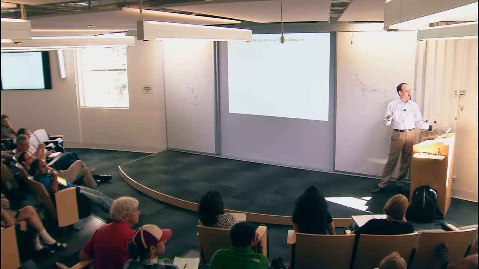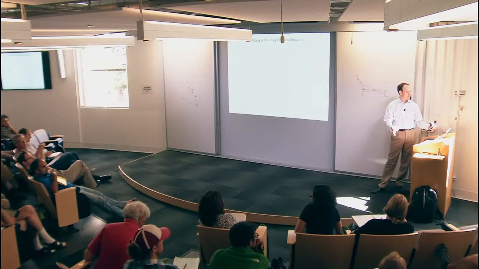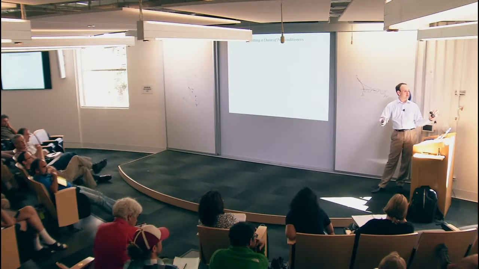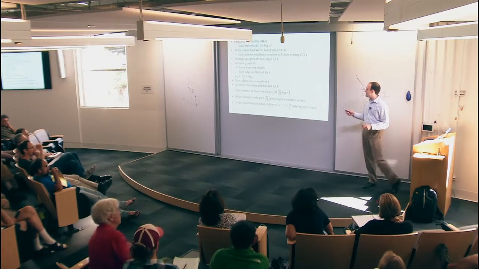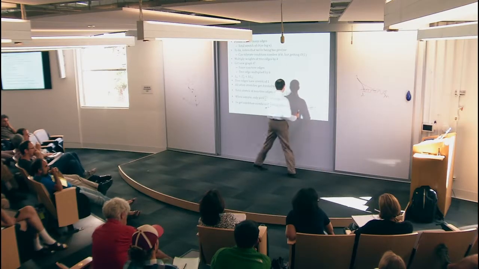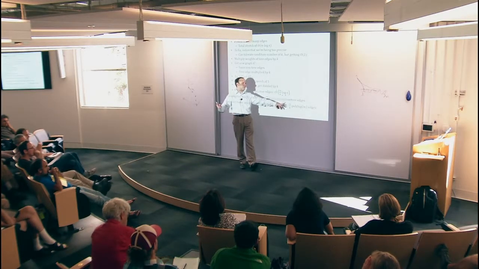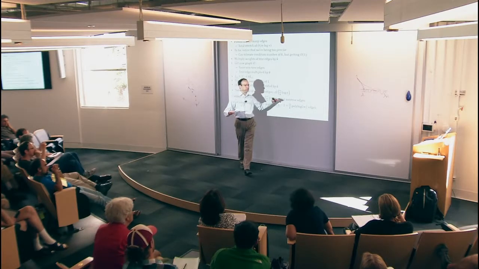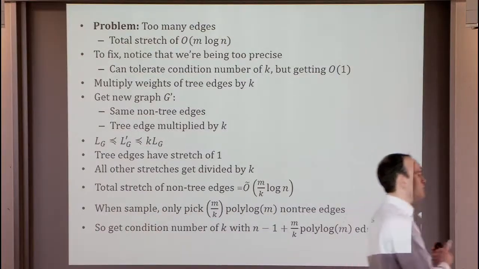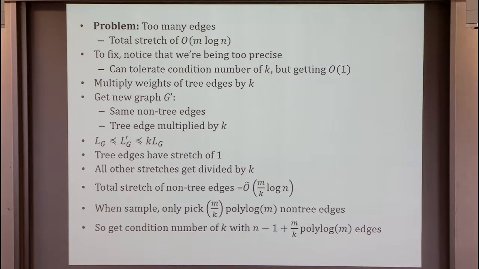Think of this as 2 steps. Start with our original graph that we're trying to sparsify. We're going to try to construct this incremental sparsifier. So we're trying to construct a graph with n minus 1 plus m over k polylog n edges that is a k approximation of our graph. The way we're going to do that is we're first going to take our graph and blow up some edges.